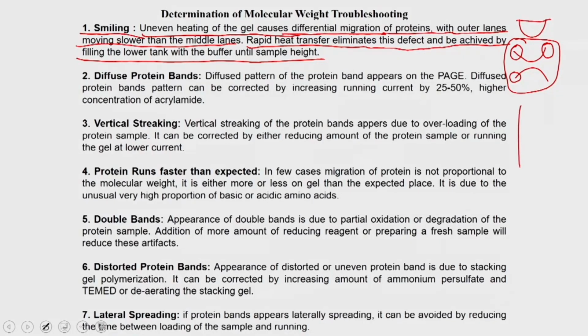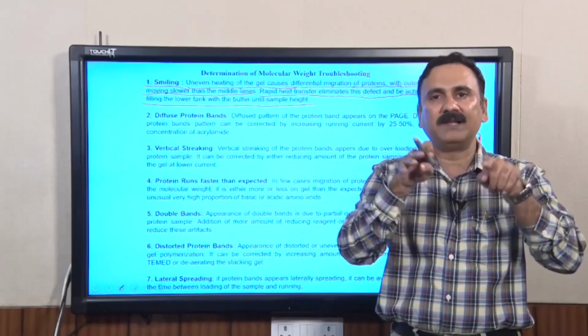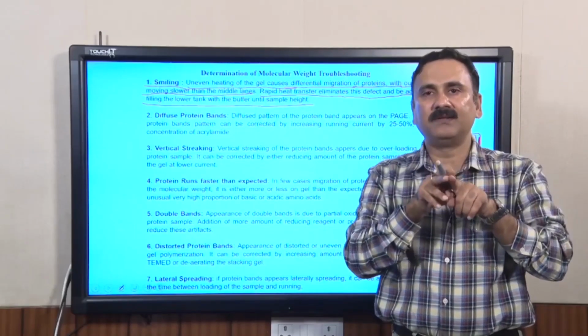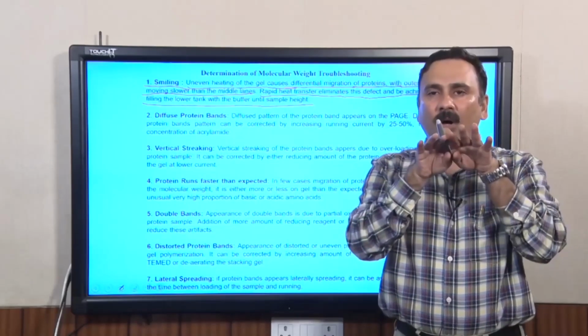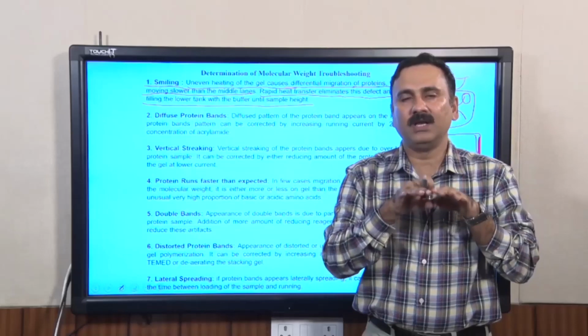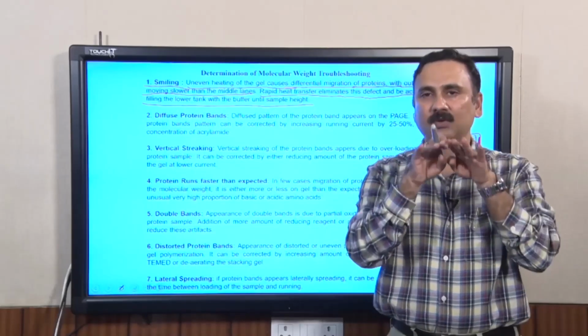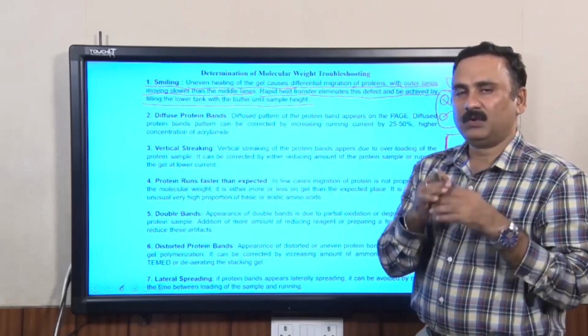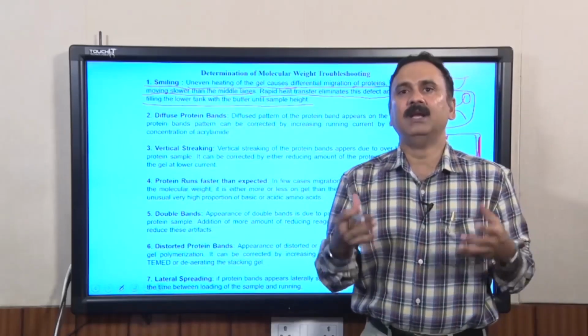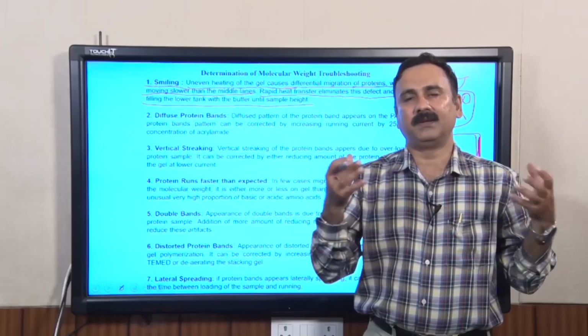This happens because when you are running the sample on the plates, you have uneven heating on the plate, and because of this heating, the protein is running either faster or slower, and all the protein molecules are not running uniformly, and because of that it creates a smiley-like appearance. So you have to bring coolness into the system.